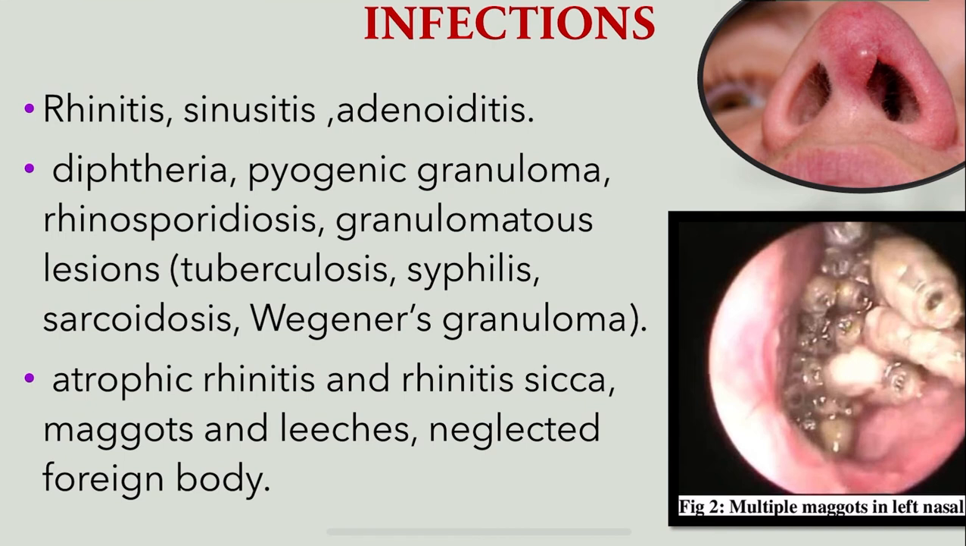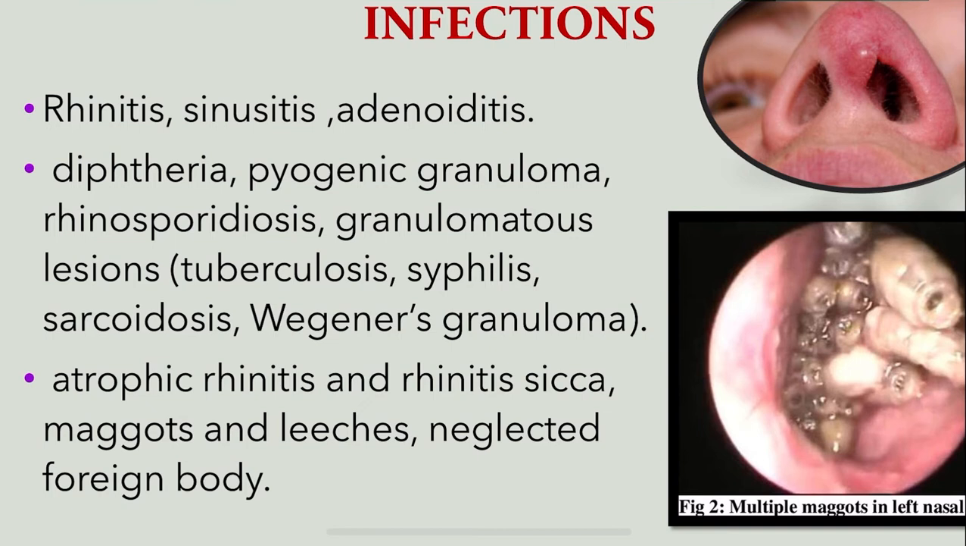Okay, atrophic rhinitis, rhinitis sicca, maggots, leeches, neglected foreign body. You can see the multiple maggots which are given in the picture here. And then they spoke about rhinitis sicca. Atrophic rhinitis is nothing but the reduction in the mucous membrane which is caused because of the viral infection. Then they are talking about rhinitis sicca. Rhinitis sicca is a chronic inflammation in the region of the anterior part of the nose.